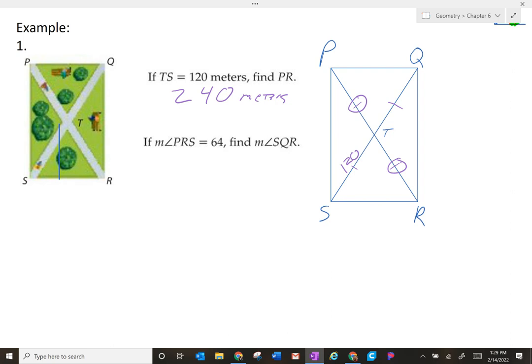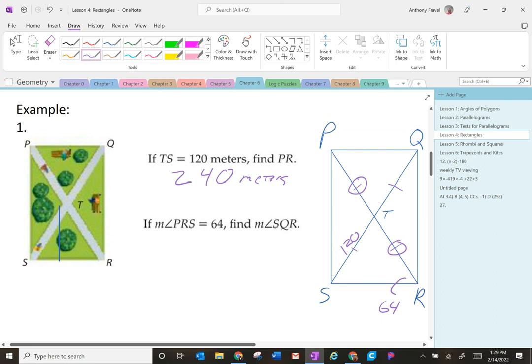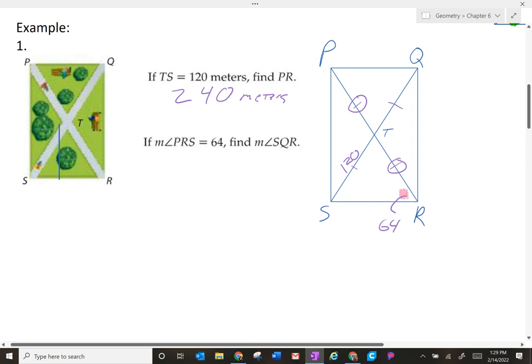Based on that previous picture that I had, it's going to help you solve this one. This says that PRS, this angle right here, is 64 degrees. To make it a little bit easier with all my colors, I'm going to color in all the ones that will be 64 degrees. So that's 64 degrees, that's 64 degrees, this one's 64 degrees, this one's 64 degrees. That was the picture that we had from before.